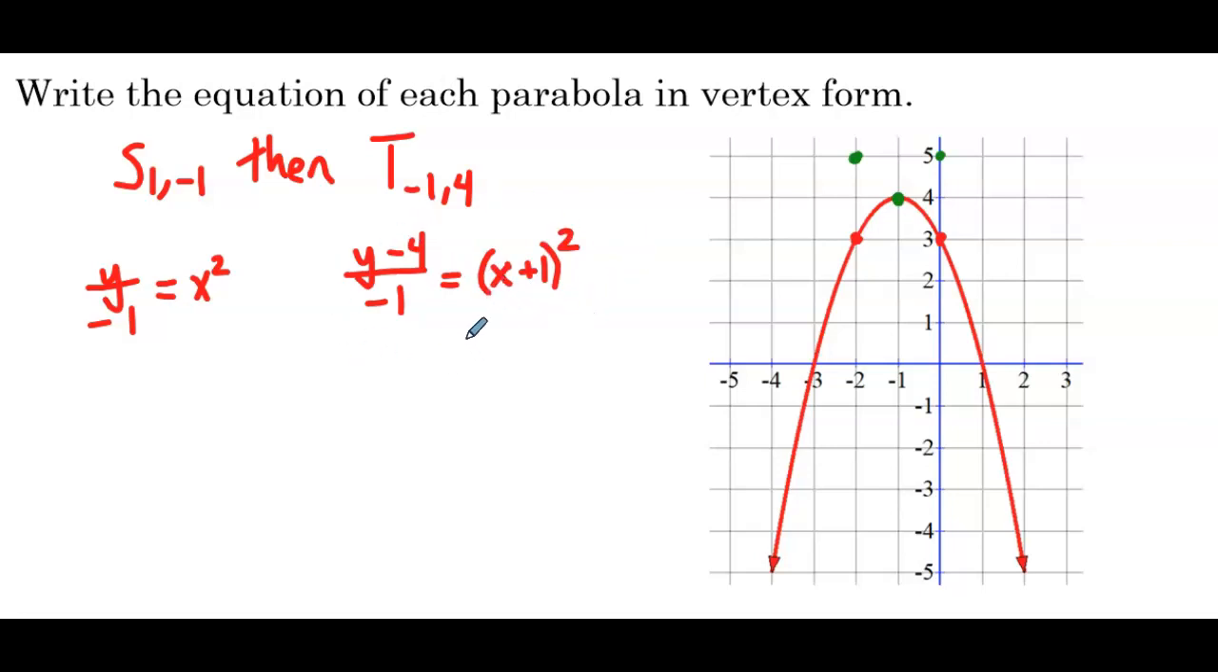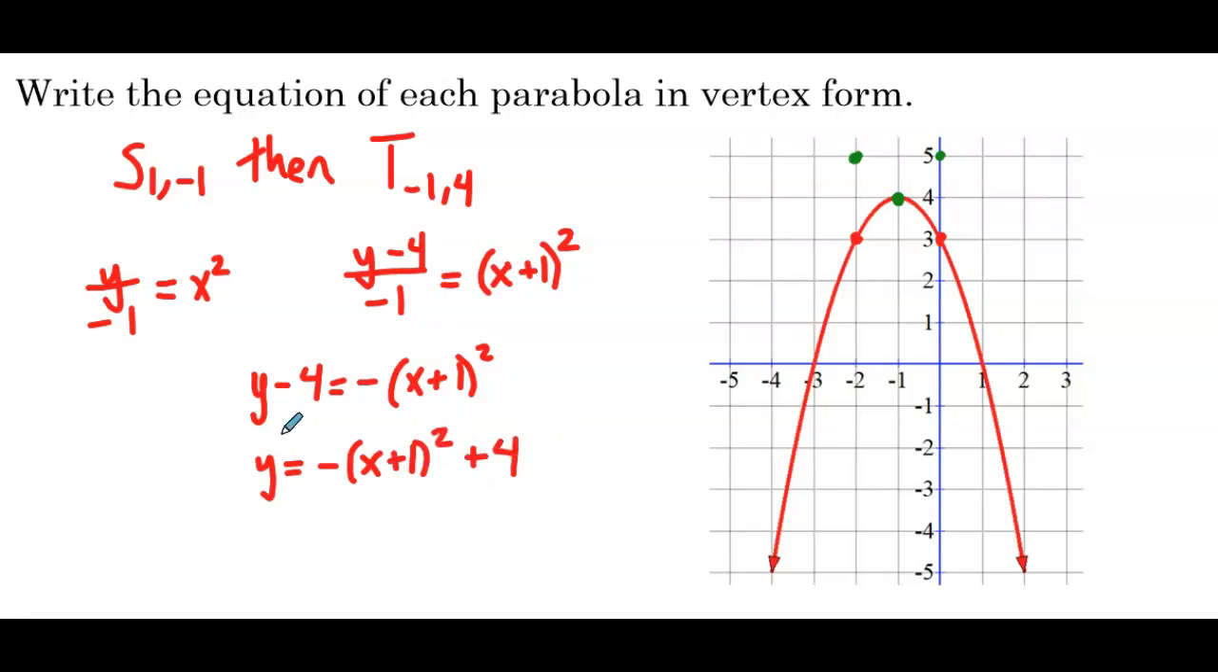So we want this in y equals form, so we'd have y minus 4 equals negative (x plus 1) squared. So y equals negative (x plus 1) squared plus 4. And there we have the equation of the given graph.